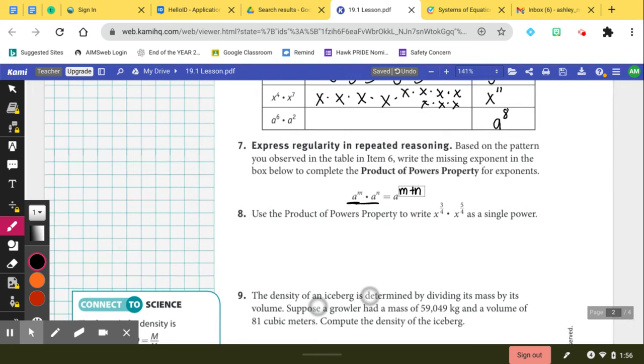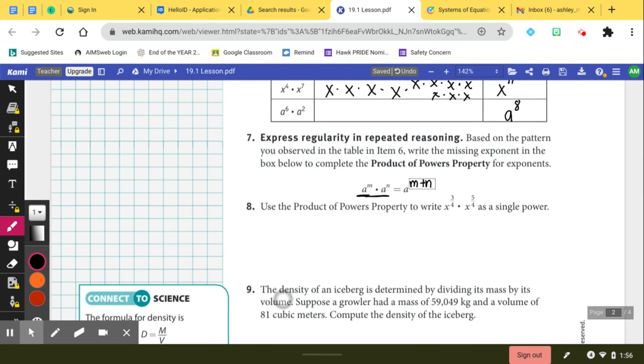So use the product of powers property to rewrite x to the 3/4 times x to the 5/4. So this would be x to the 3/4 plus 5/4. Adding fractions, 3 plus 5 is 8. This would be x to the 8/4, or x squared.